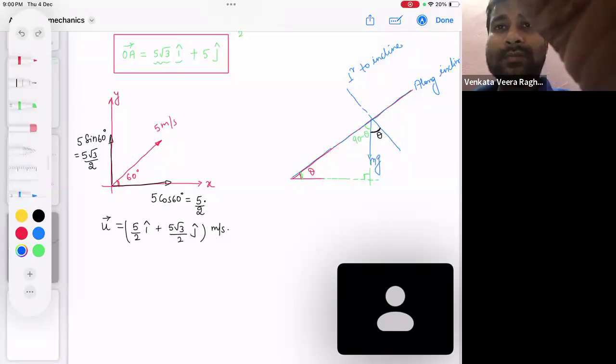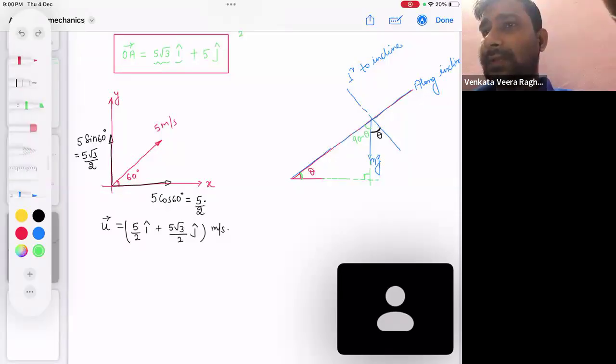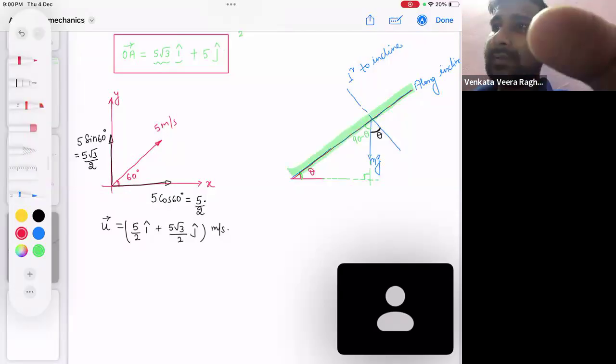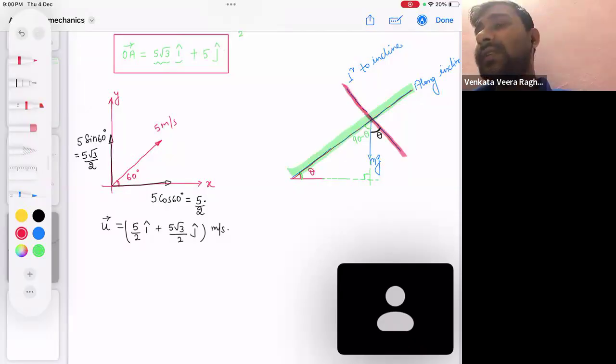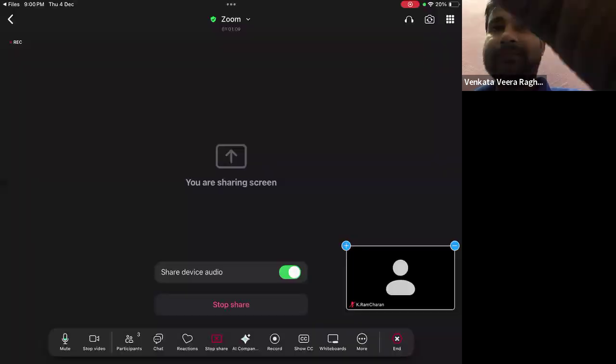You see this line and this line. These two lines are perpendicular to each other. So do you understand this?